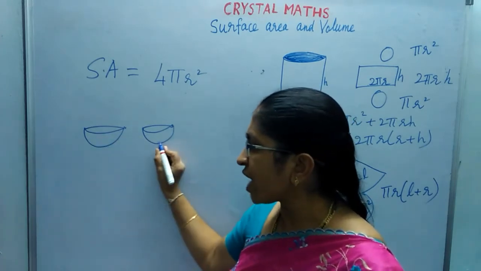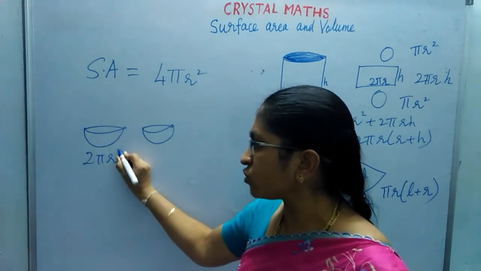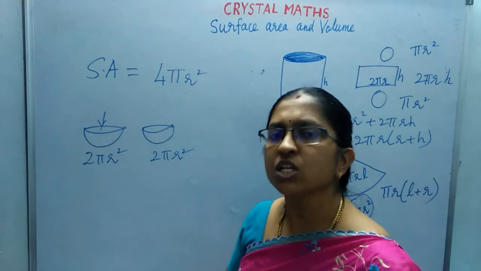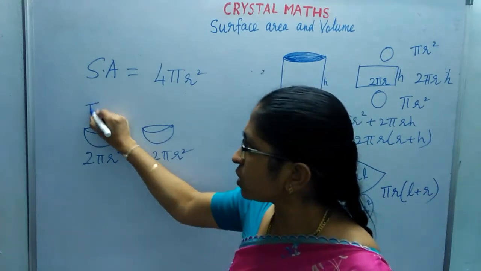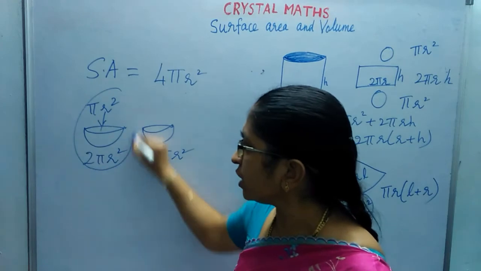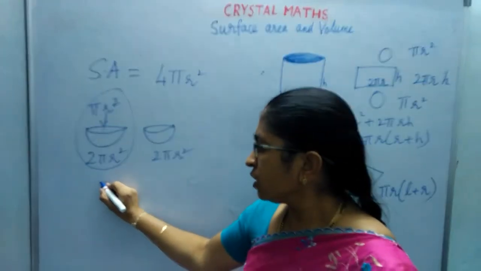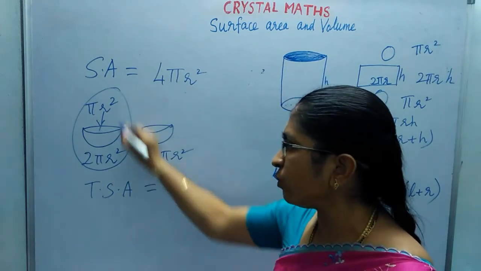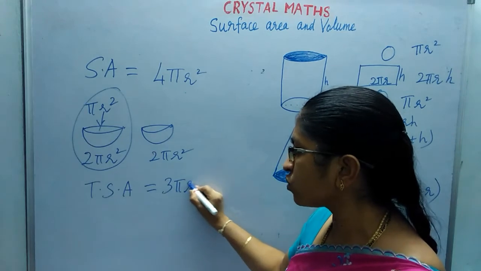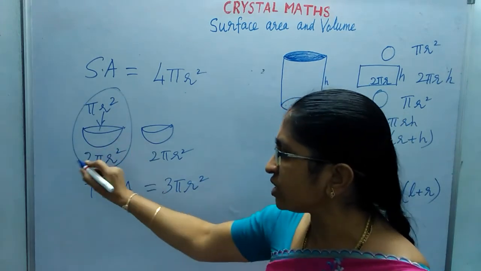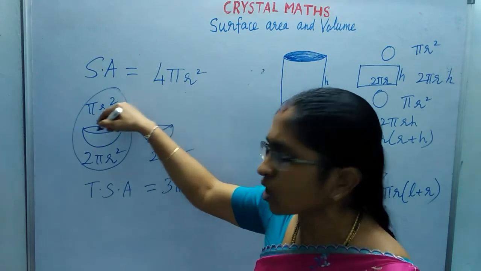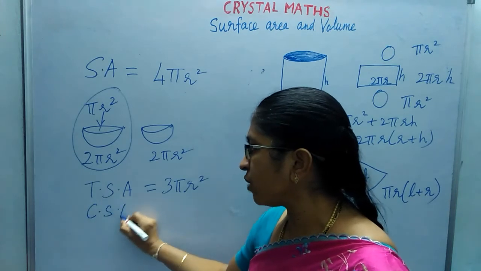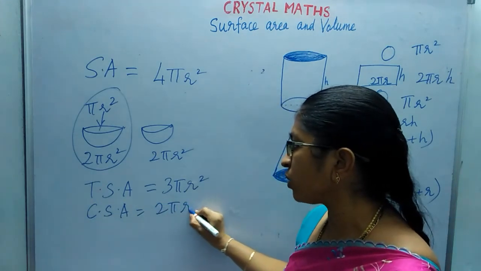So, when we are dividing this, here it will be 2 pi r square and here it will be 2 pi r square. What about the top portion? That is also a circle, I said. So, this is also pi r square. So, together the total surface area of the hemisphere will be equal to 3 pi r square. If you take only the curved surface area, we need to leave the top portion. It might be hollow also. So, curved surface area will be equal to 2 pi r square.